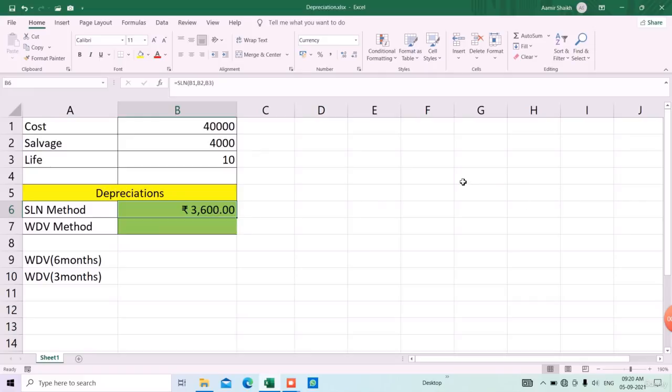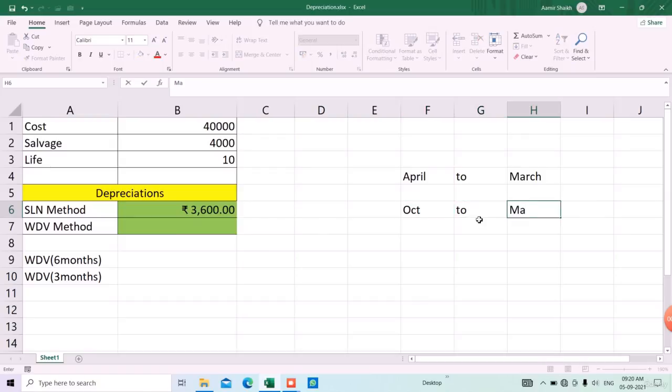Suppose I have purchased an asset. Normally the financial year starts from April to March, right? But sometimes assets are purchased in August. They don't purchase on the first day of April all the time. It's highly impossible that on the 1st of April the management is purchasing all the assets. So they are purchasing in the middle of the year. Now suppose they are purchasing in October. From October, November, December, Jan, Feb, March, we have 6 months to provide the depreciation for. So I'll just divide this by 2, and I'll get half the amount. So this is how I can calculate depreciation by the SLN method.